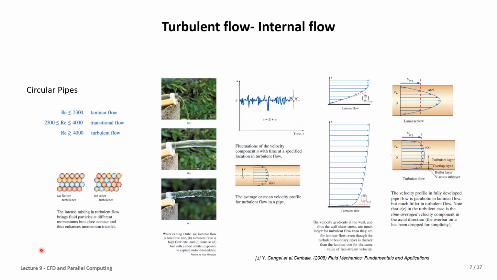Another example of turbulent flow is internal flow. For internal flow, we have the circular pipe, and there is a specific range for laminar flow, transitional flow, and turbulent flow. To see how the water flow looks for these regimes, picture A presents the laminar flow, then we have transitional flow in picture B, and picture C presents the turbulent flow, which we can understand as most of the water flow we see being turbulent.